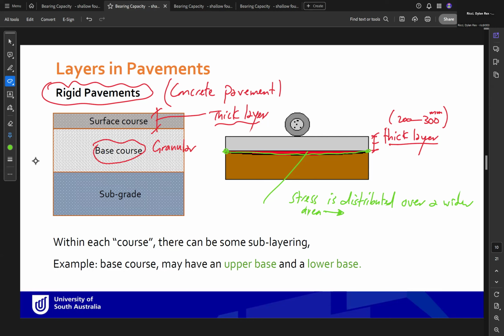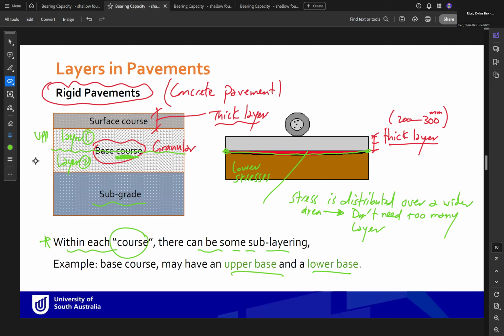So that's why we don't need too many layers, because the stress is already on a wider area, so lower stresses on the subgrade. Okay, but also in some cases, as you can see here, the base course can have sub-layering. So for example, you can have another layer here. So this layer 1 and layer 2 is also possible. That depends on the design. So this could be upper base or lower base. Okay, so only in some cases if needed for design.